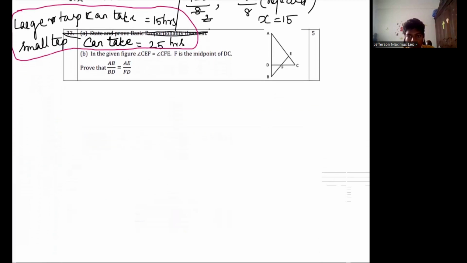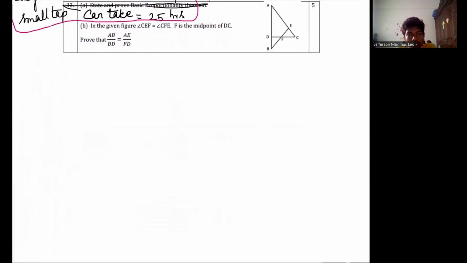Now, please read the B division. Okay, ma'am. In the given figure, angle CEF is equal to angle CFE. F is the midpoint of DC. Prove that AB by BD is equal to AE by FD. Ma'am, do we have to prove that EC is equal to DF and then say AE by FD?